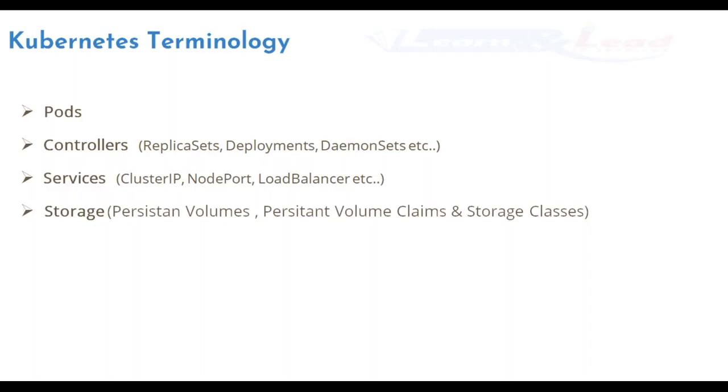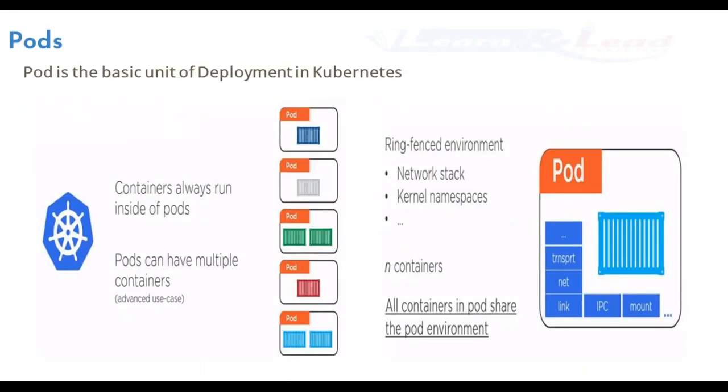So let's try to read this. First of all, pods, controllers, services, and storage. Let's try to understand one by one. So let's talk about the pods. The pods are the basic unit of deployment in Kubernetes. That's what we call it. Now, a container runs inside a pod. What do we mean by that?